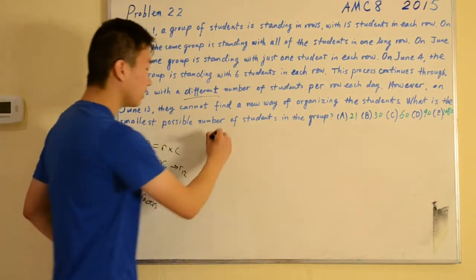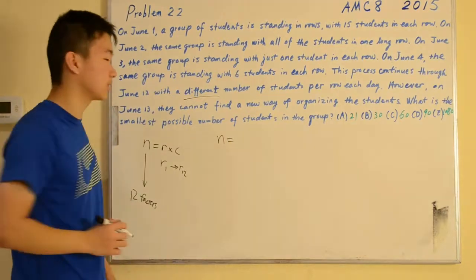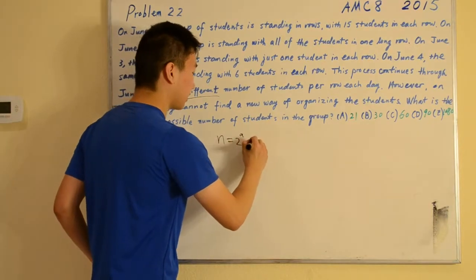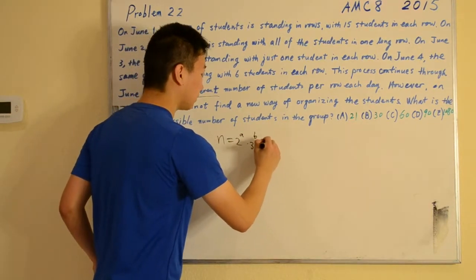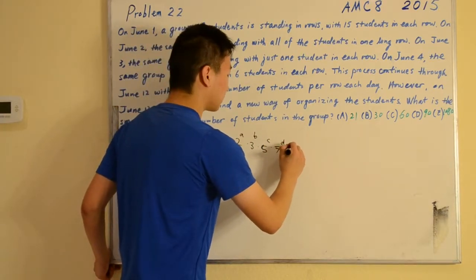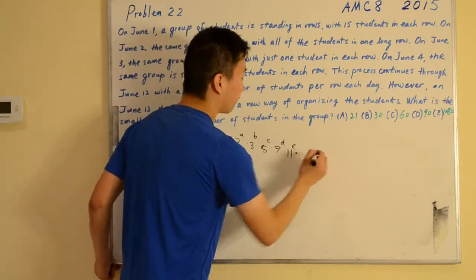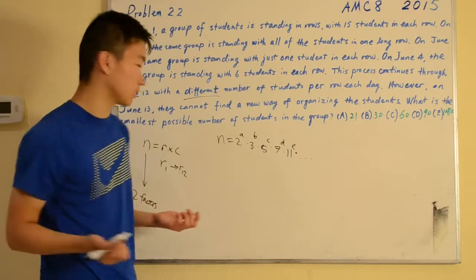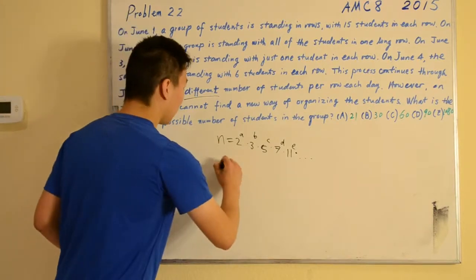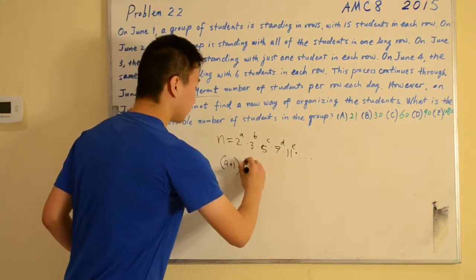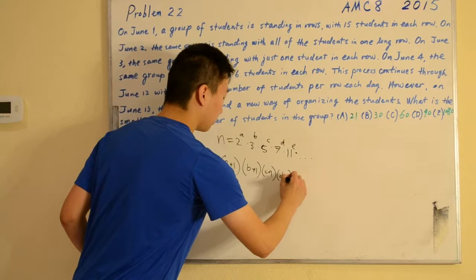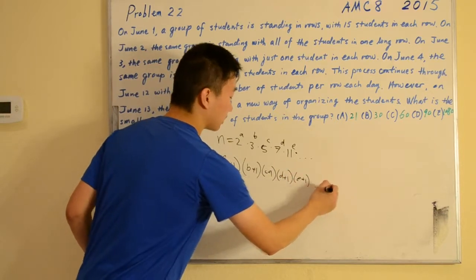Okay, so n can be expressed as a prime factorization. This prime factorization will look something like this: 2 to the power of a times 3 to the b times 5 to the c times 7 to the d times 11 to the e, and so forth. So we can count the number of factors that n has with this prime factorization. We use the formula a plus 1 times b plus 1 times c plus 1 times d plus 1 times e plus 1, and so forth.